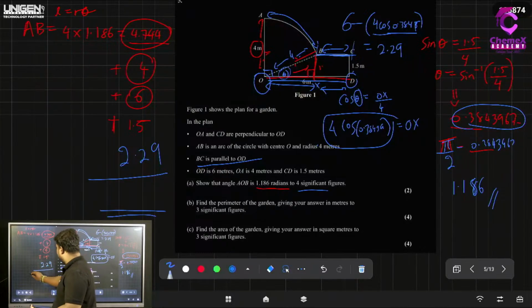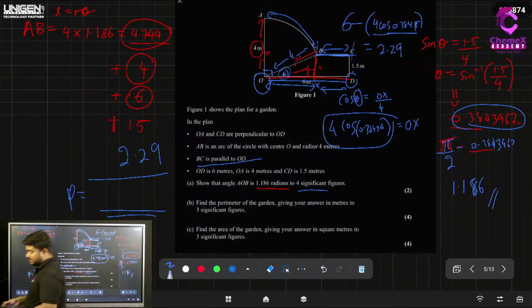So if you add all of those, what's the total answer? It's going to be the perimeter. What is it? When you add all of them, what do you get? 4.744 plus 4 plus 6 plus 1.5 plus 2.29.